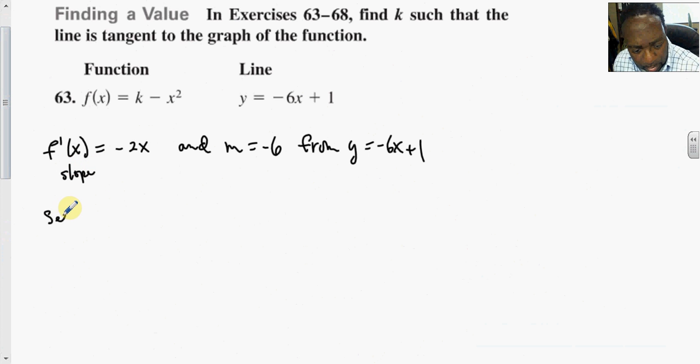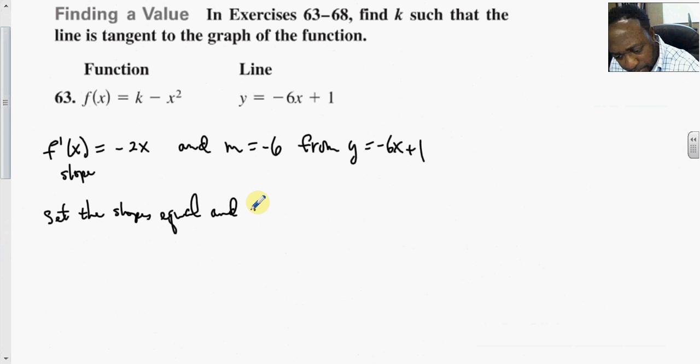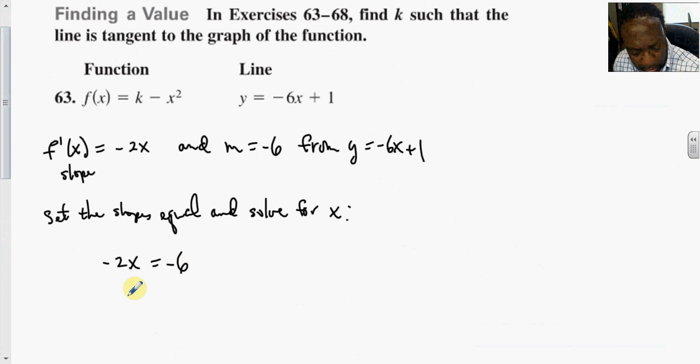So set the slopes equal and solve for x. So when we do that, we have -2x is equal to -6. We get x is equal to 3. So if x is equal to 3, then we know that the function and the line, they share a common point of 3.